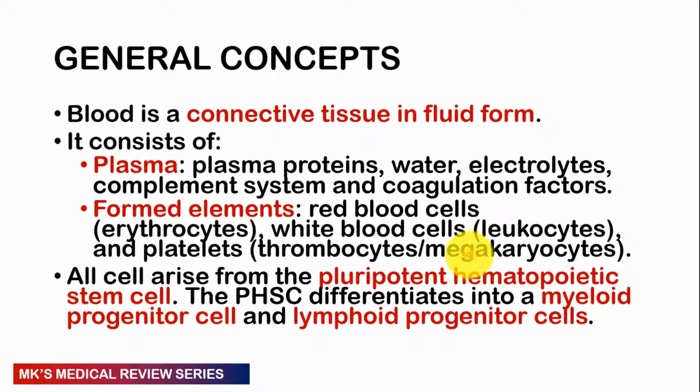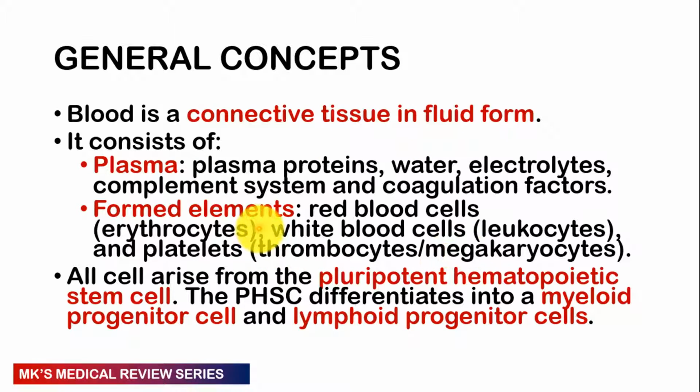So before actually going to leukemias, I will give you a background of blood because this will help you understand exactly where they're coming from and why we see certain characteristic features. Remember that blood is a connective tissue in fluid form. It consists of predominantly two important components. It consists of plasma, which contains plasma proteins, water, electrolytes, complement system proteins, as well as coagulation factors. And the formed elements are red blood cells, also known as erythrocytes, white blood cells, also known as leukocytes, and platelets, also known as thrombocytes or megakaryocytes.